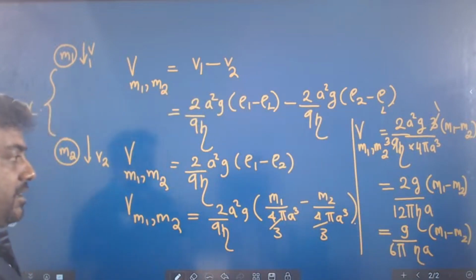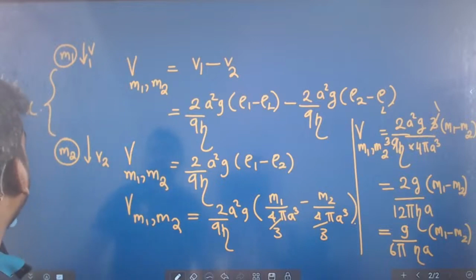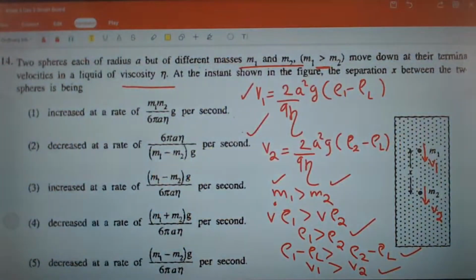So the distance will decrease. G over 6 pi eta, with M1 plus M2 and M1 minus M2 there.